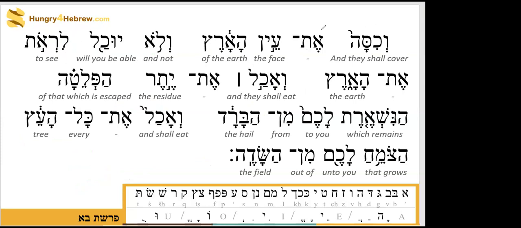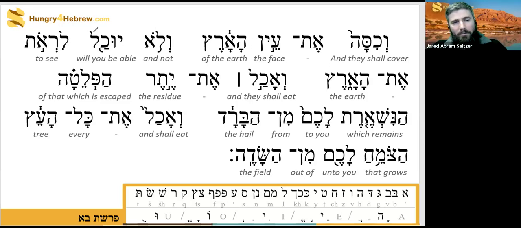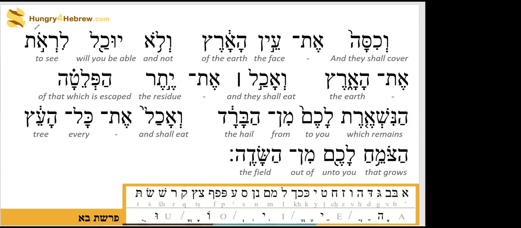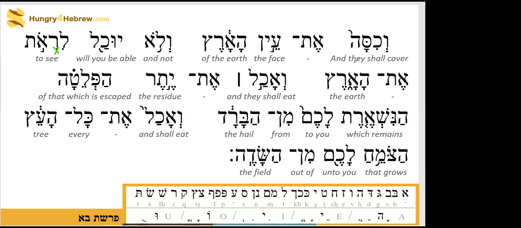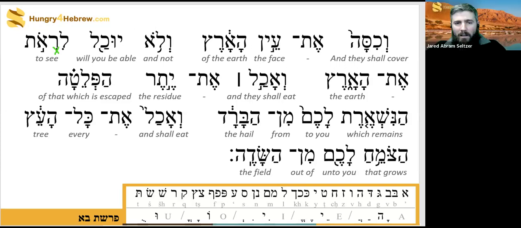Vehisa et ein haaretz velo yuchal lirot et haaretz va'achol.